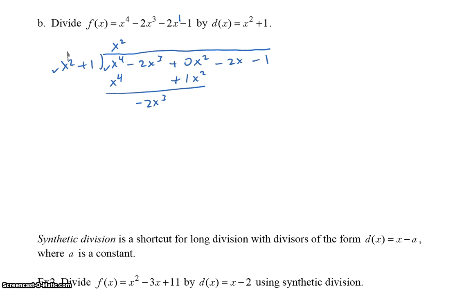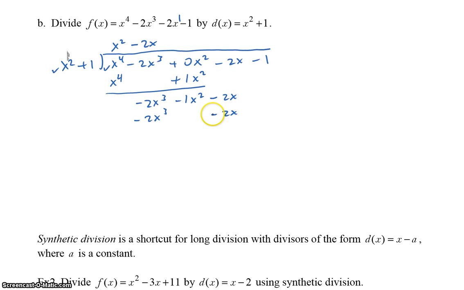Okay, now be careful here. 0x squared minus 1x squared is minus 1x squared. So it's not going to be 1x squared, it'll be minus 1x squared. And then let's just go ahead and bring down minus 2x as well. All right, now again looking at the first term in the divisor, x squared, we'd like to multiply it by something to give us minus 2x cubed. That would have to be minus 2x. Minus 2x times x squared is minus 2x cubed. Minus 2x times 1 is minus 2x.